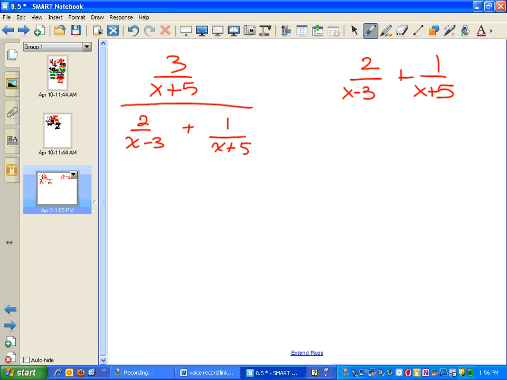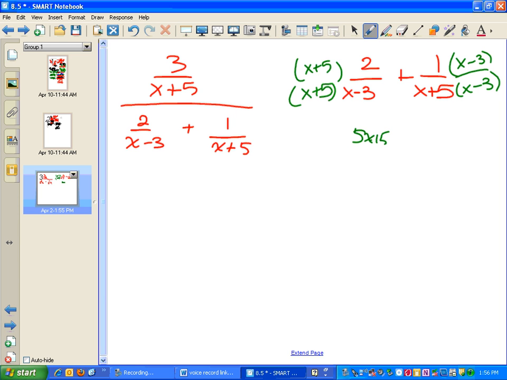You have to, because you can't add anything to them. They have to be multiplied. So that means this one is going to get multiplied top and bottom by x plus 5 and this one by x minus 3. You can only multiply. Okay, let's multiply the top and the bottom by 5. That gives me 5x minus 15.